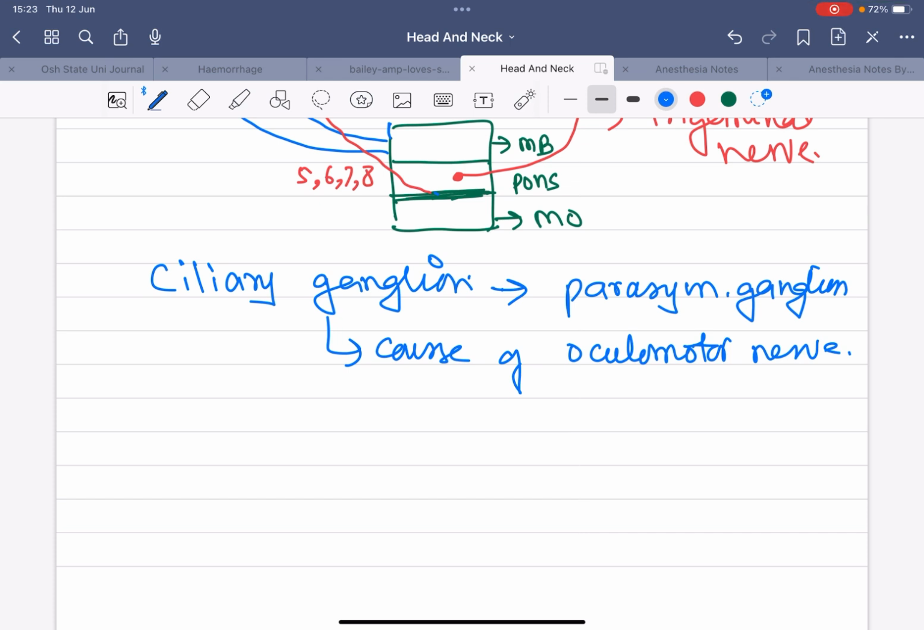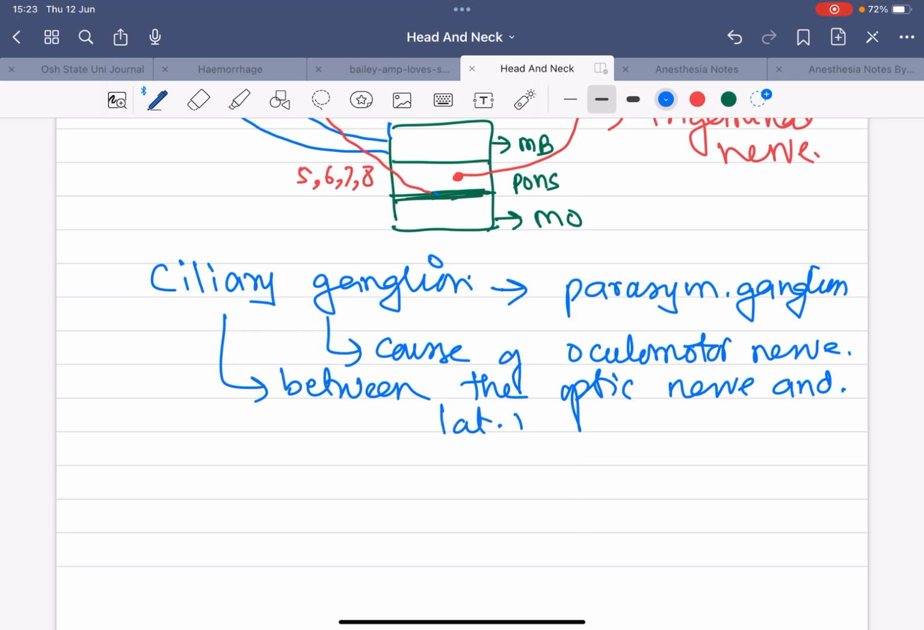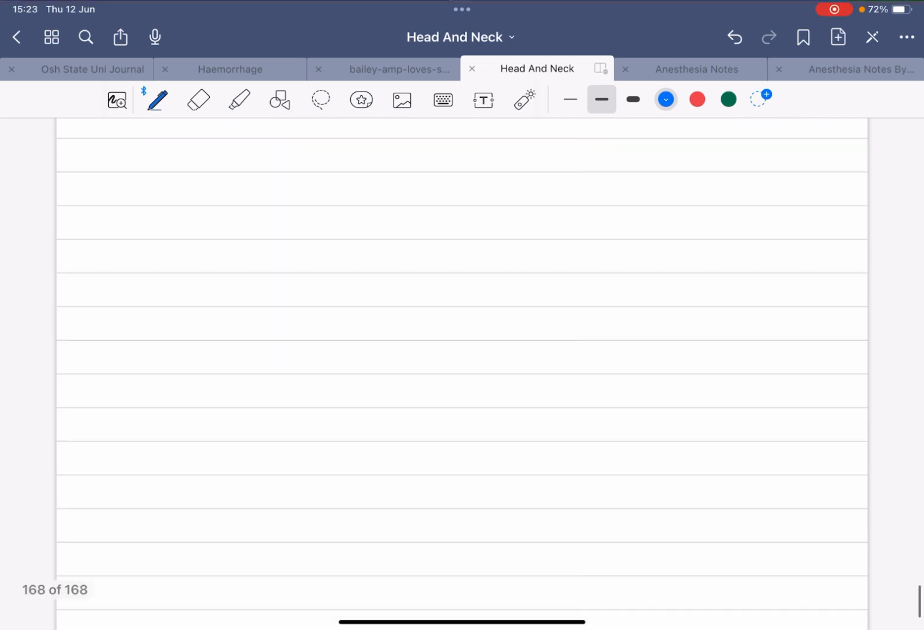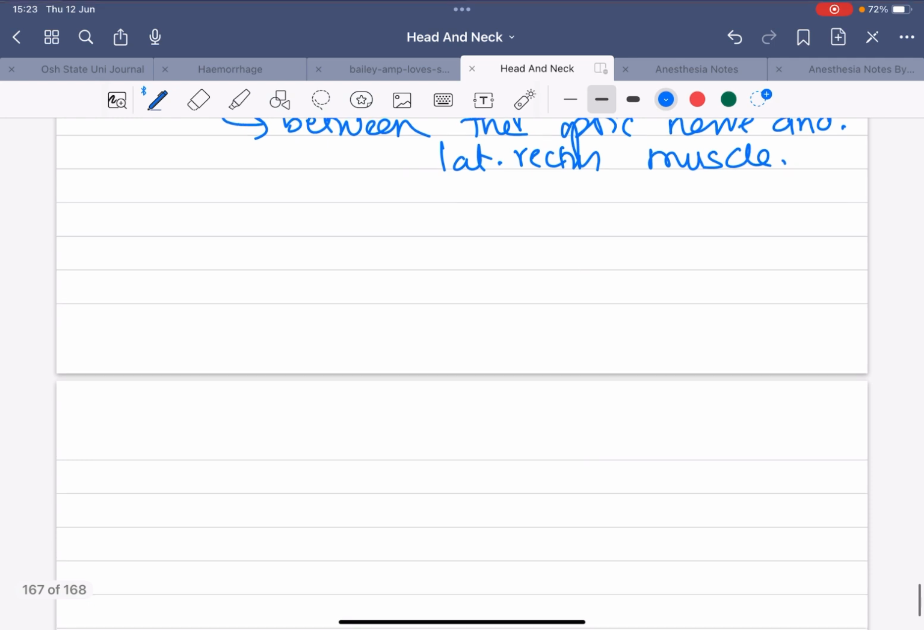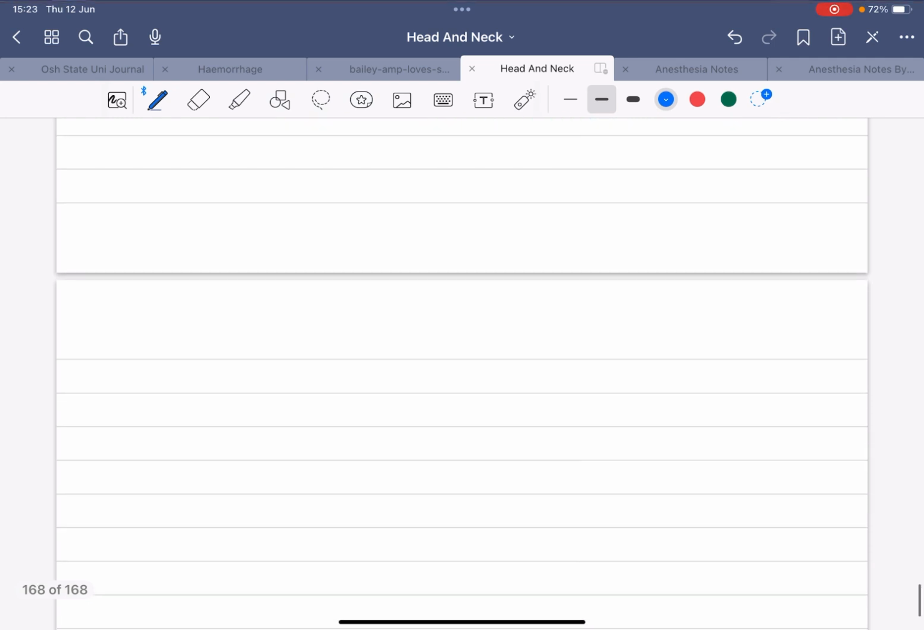Optic nerve, present between the optic nerve and the lateral rectus muscle. Okay, and now it is carrying the parasympathetic fibers. So I will make one diagram so it will make your life easier. So see here.